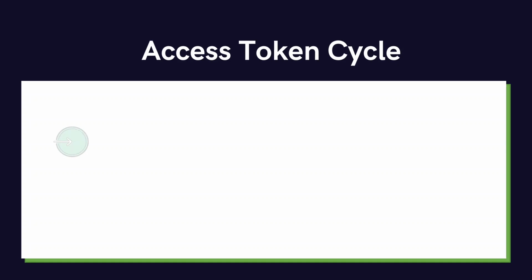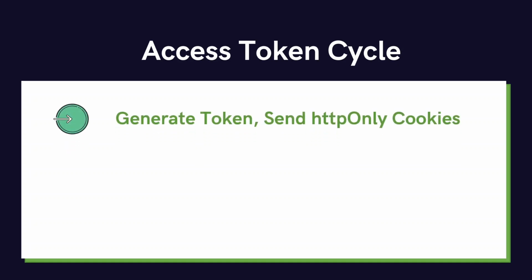So about the access token cycle, we will generate the token, and then we will send the token inside the HTTP only cookie. After the verification is completed, we generate a token and send it inside the HTTP only cookie, and these cookies will be set from the backend, not from the front end. Then it will be added to the request headers, which will not be accessible to the front end. So any front end user cannot access those cookies.